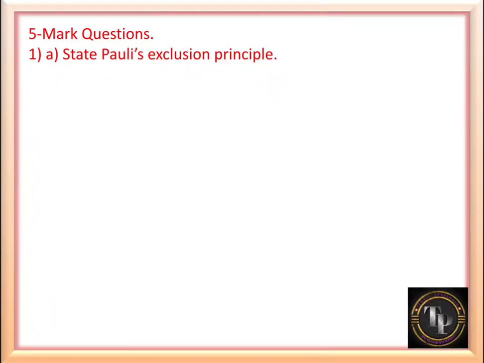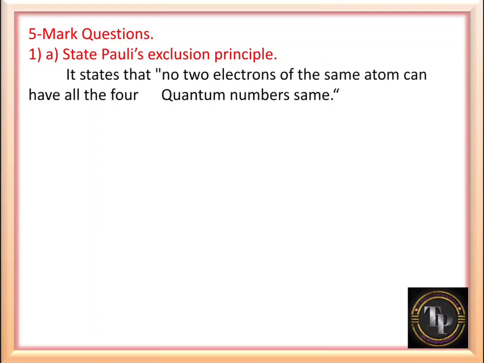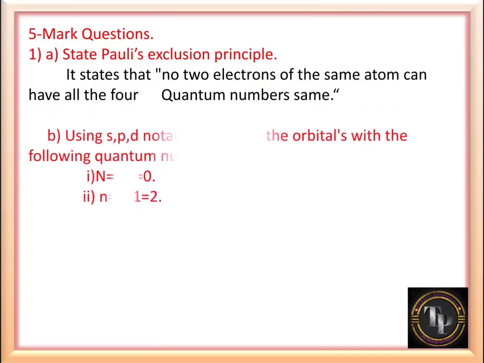State Pauli's exclusion principle. First question. Remember, always in chemistry, there is no 5 mark question. Always split it as 3 plus 2 or 4 plus 1. State Pauli's exclusion principle: no two electrons of the same atom can have all the 4 quantum numbers same. It is not possible. So in the same atom, two electrons with equal quantum numbers is not possible. That is what is given by Pauli's.